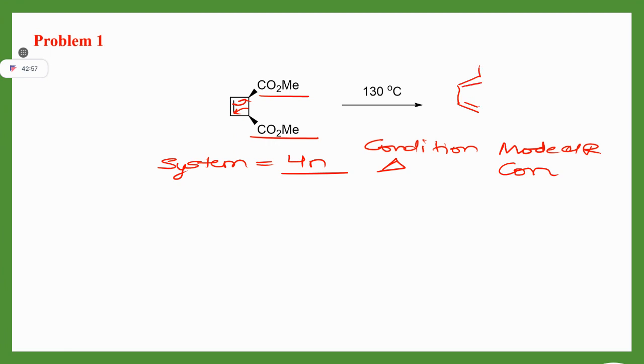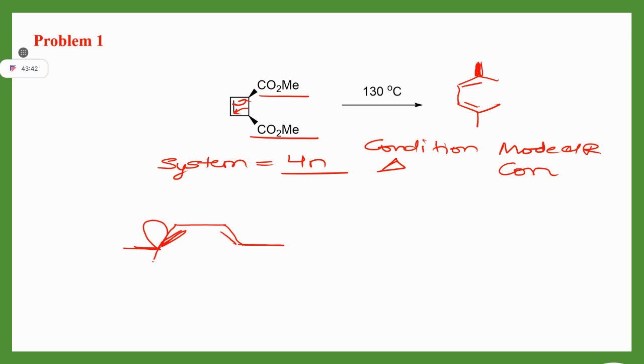Correct? Now your next target is to tell me among CO2Me and H, which group will be where? Outward or inward? For sake of simplicity, just try to draw this way. See, you can visualize this in this way. You want both the CO2Me groups cis here. And you very well know that 4n system under thermal condition undergoes conrotation. Correct?